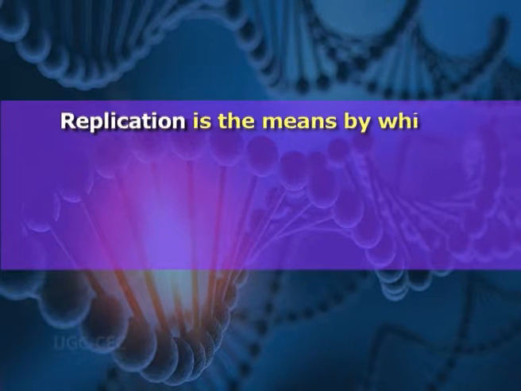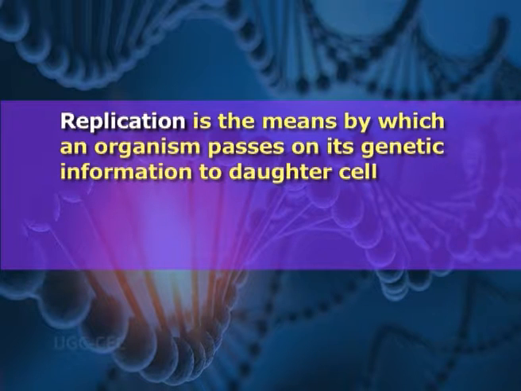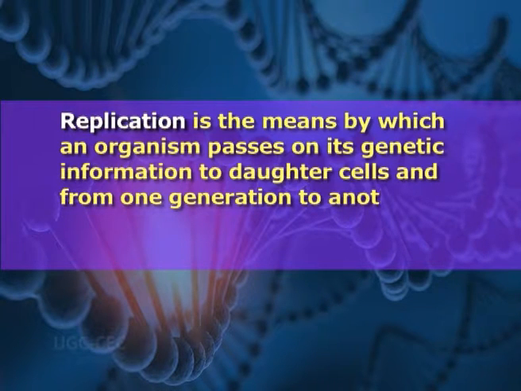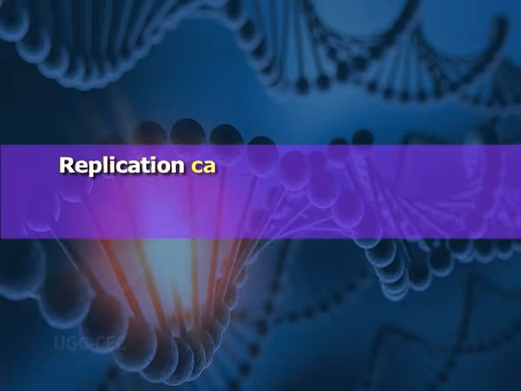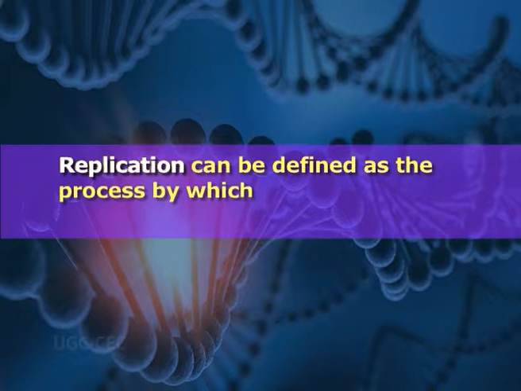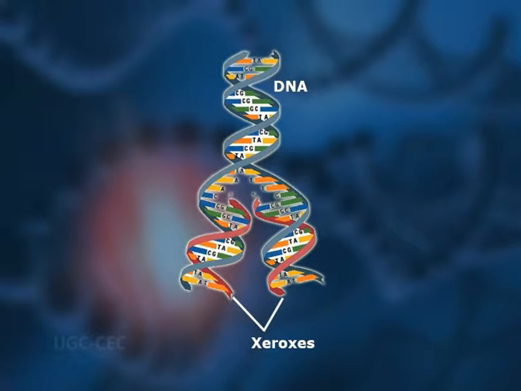Replication is the means by which an organism passes on its genetic information to daughter cells and from one generation to another by making copies of the DNA molecule. It can be defined as the process by which copies of the DNA molecule are made. One may therefore be tempted to say that replication is a process in which Xeroxes of DNA are made.